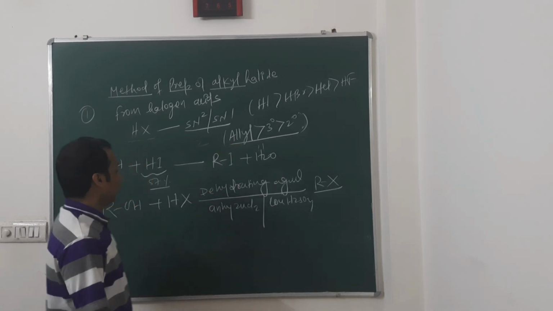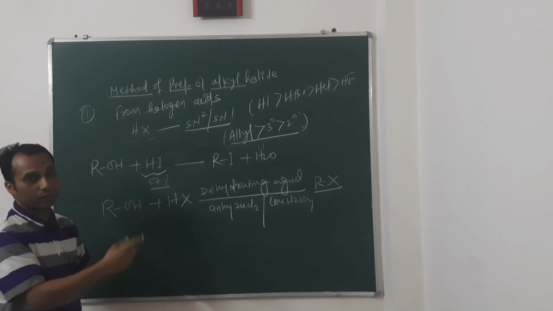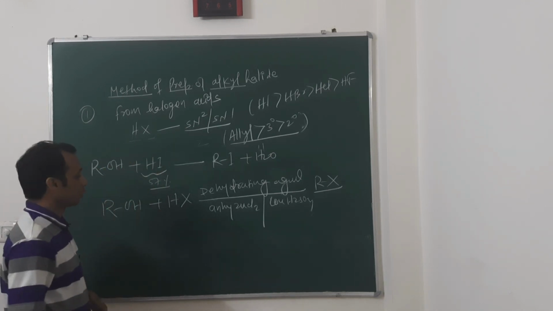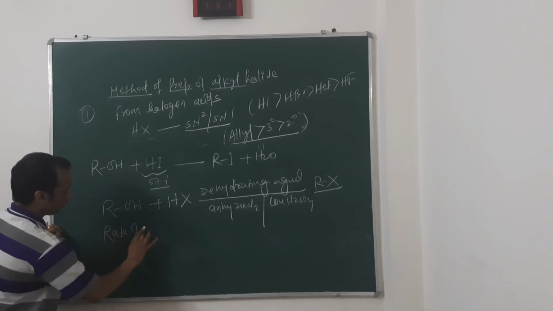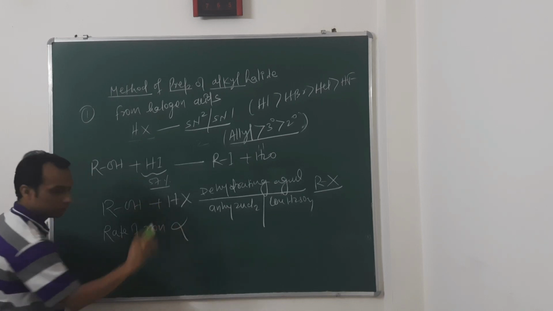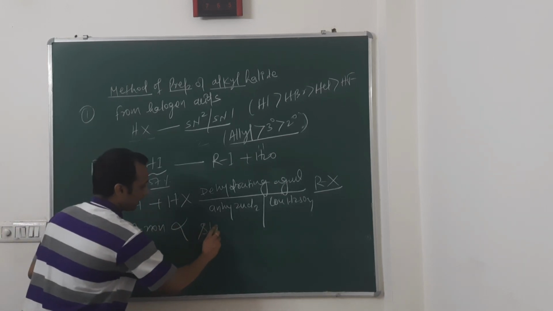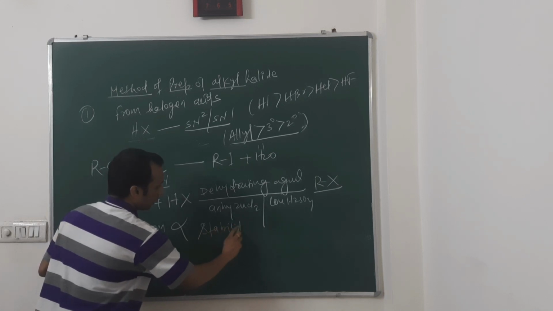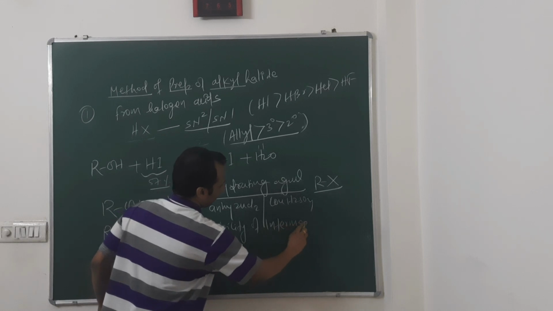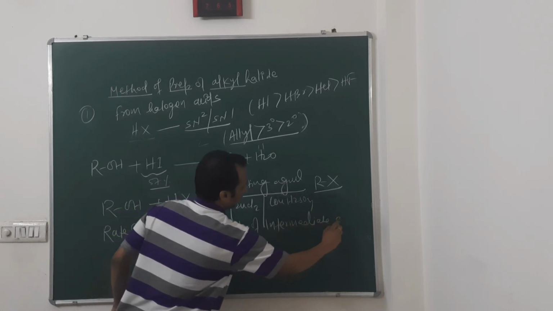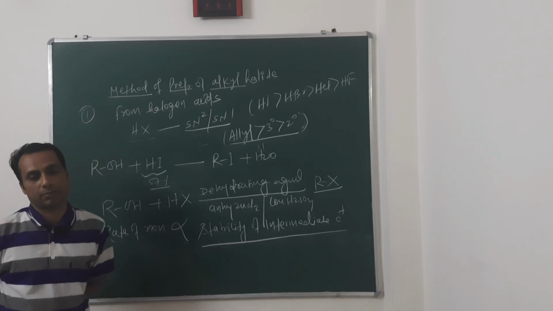Now, since HX reacts usually by the SN1 path, we can say the rate of reaction is directly proportional to the stability of intermediate carbocations. Stability of intermediate carbocations, correct?